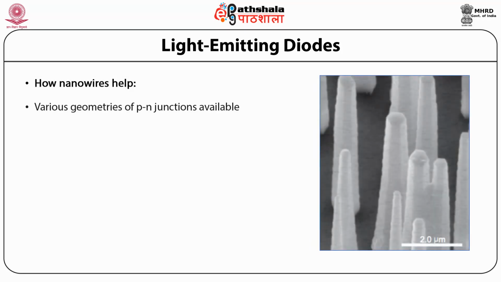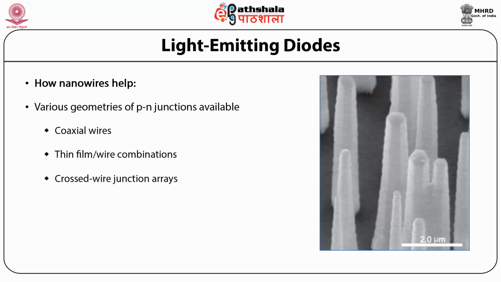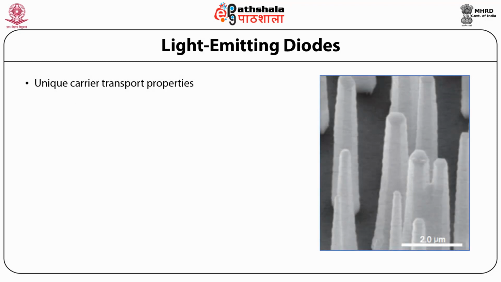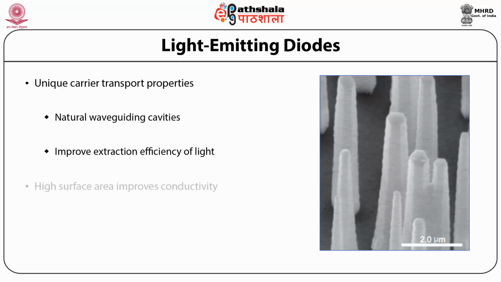Firstly, various geometries of PN junctions are available: coaxial wires, thin film wire combinations, crossed wire junction arrays. Unique carrier transport properties, natural waveguiding cavities improve the excitation or the extraction efficiency of light. And the third advantage is that they have high surface area which improves the conductivity.